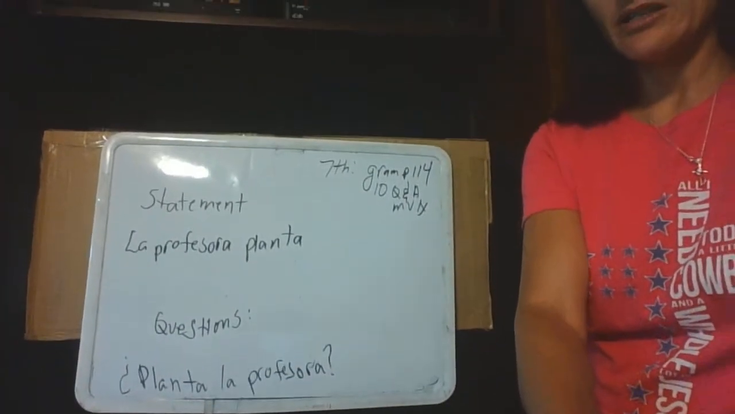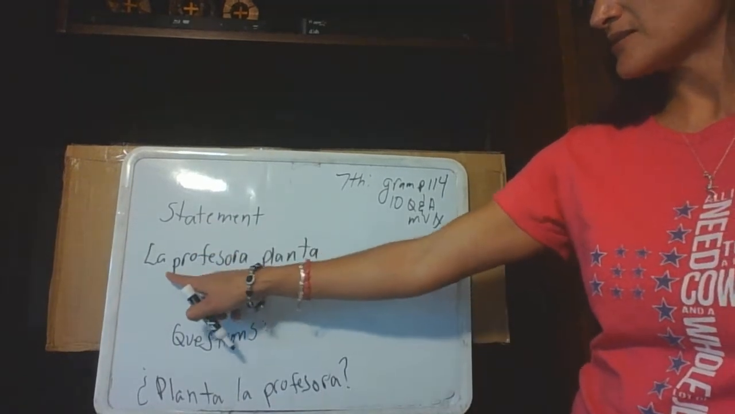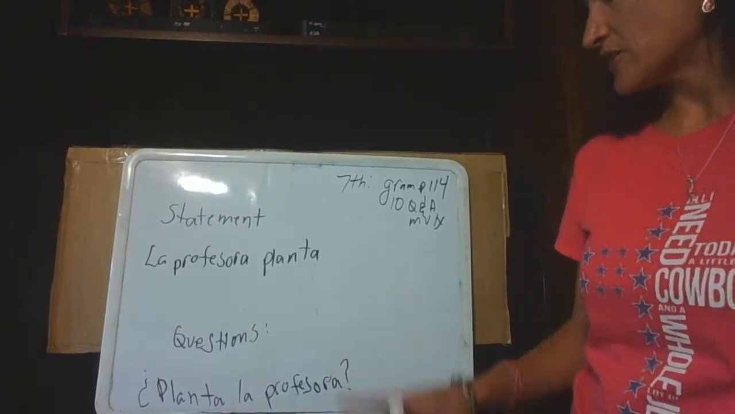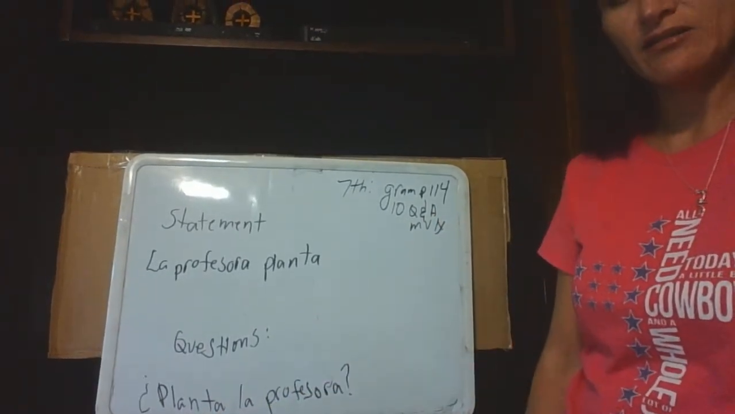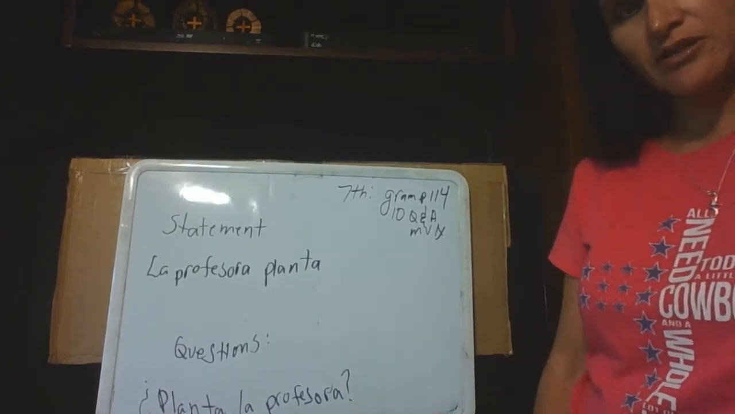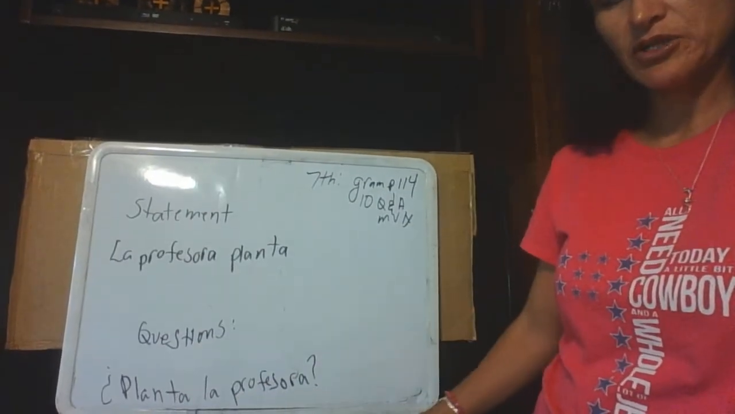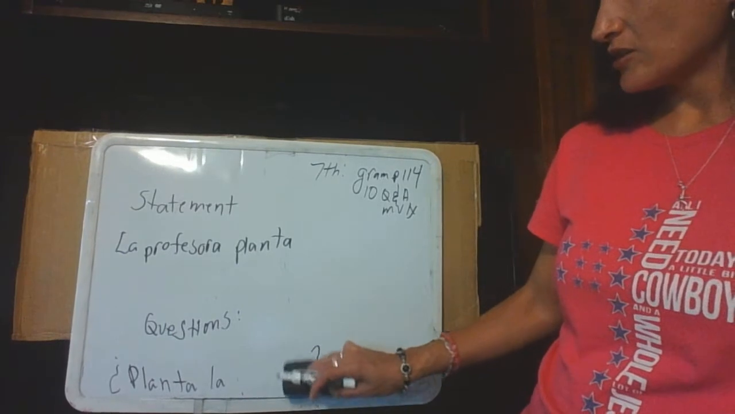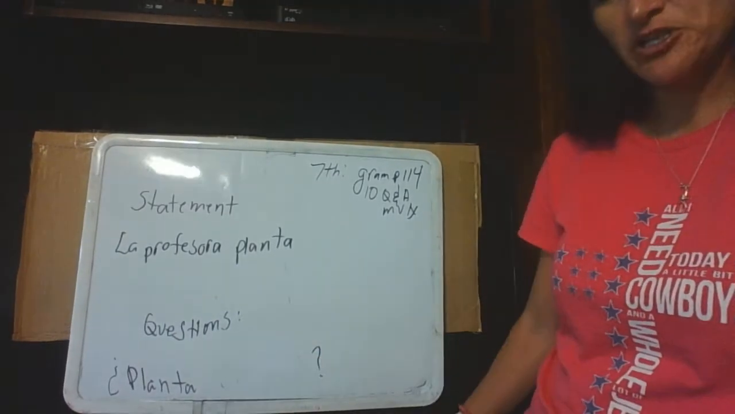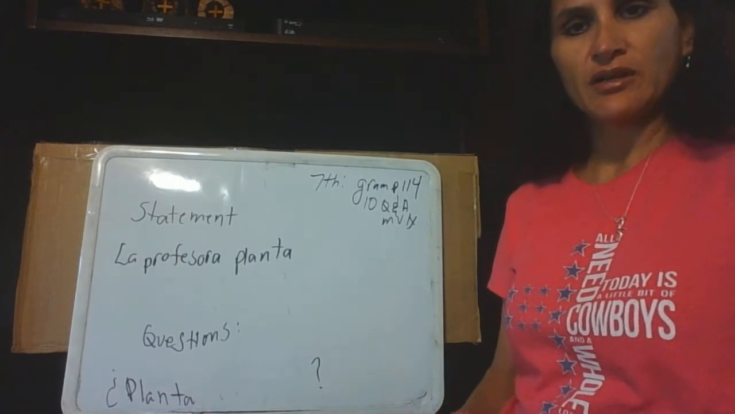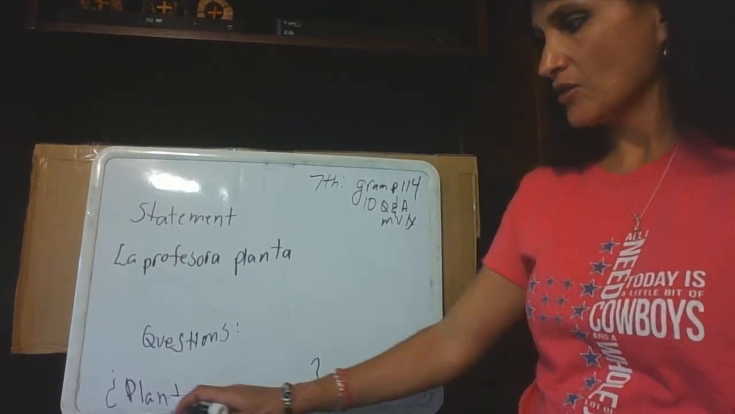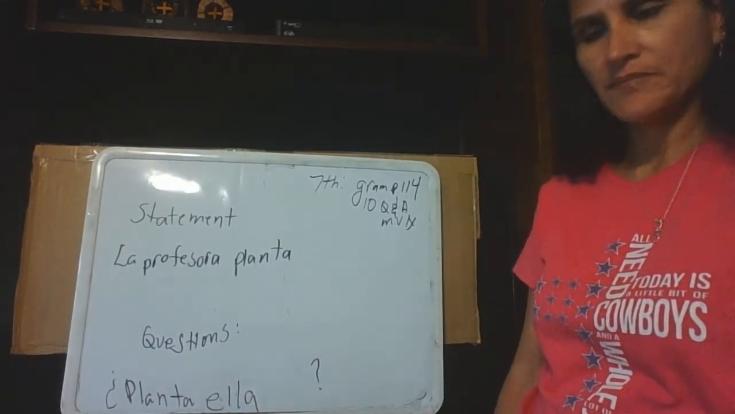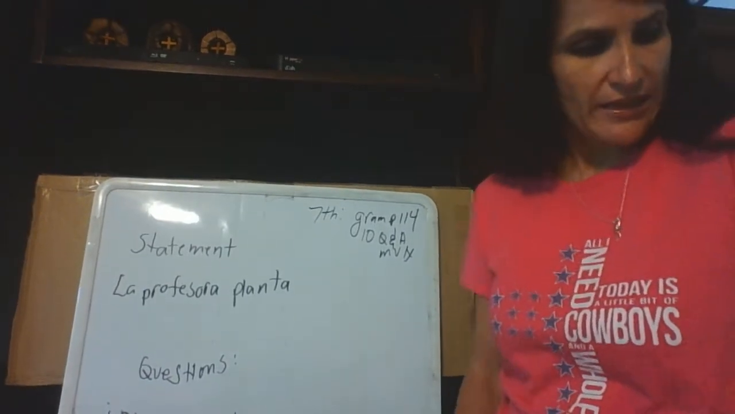So let me move the board. There we go. That says for a statement, subject and then verb. For a question, verb and then subject. Okay? Now, what you're going to do is you're going to write 10 of these, but you're going to take out the subject right here, and you're going to use a pronoun. So you do it the exact same way, but you're going to do a pronoun. So then rather than saying planta la profesora, the word for profesora, which is professor, would be she. Does the teacher plant? Does she plant is what you want to ask. So planta ella is what you would say. Planta ella?